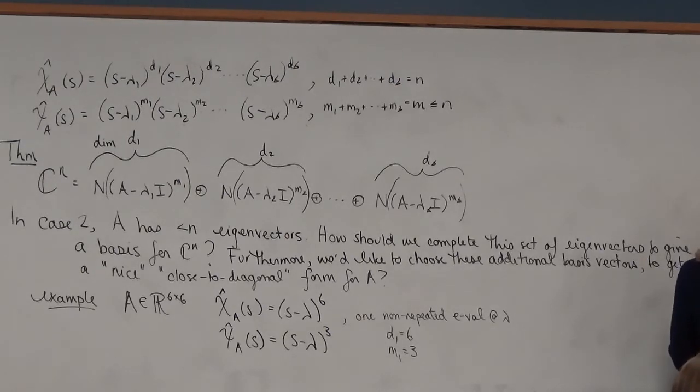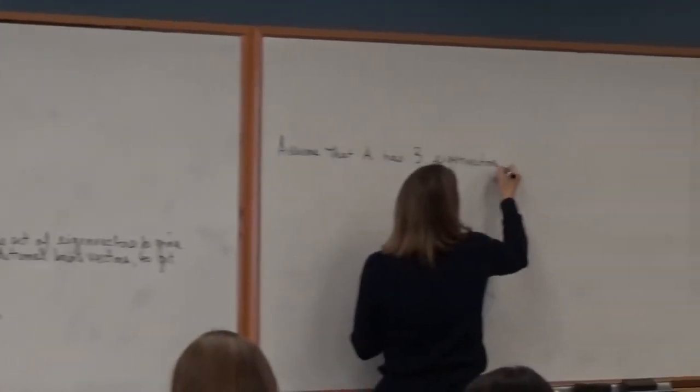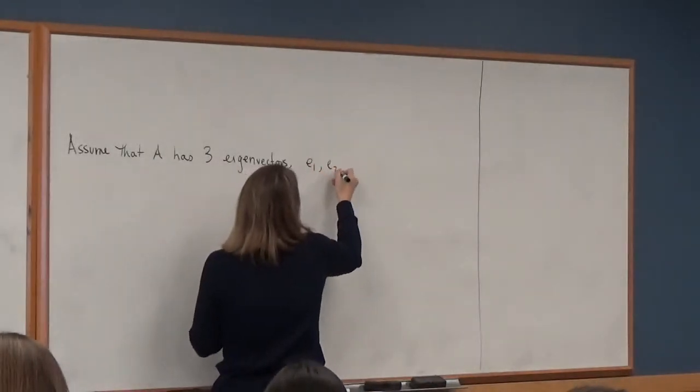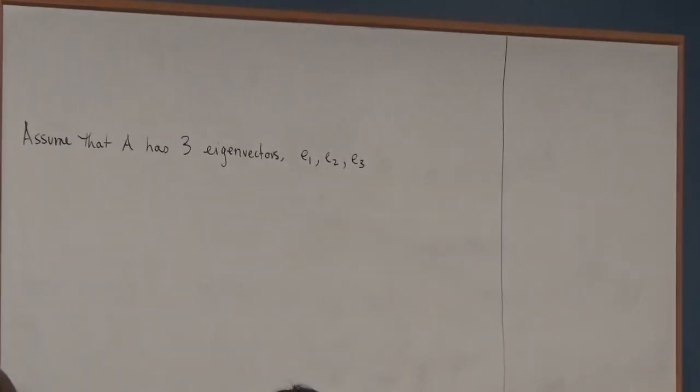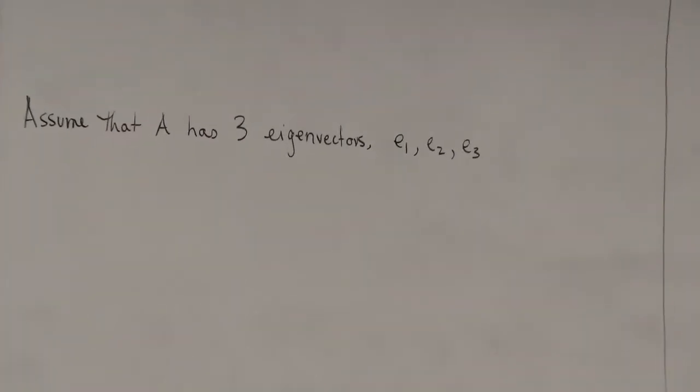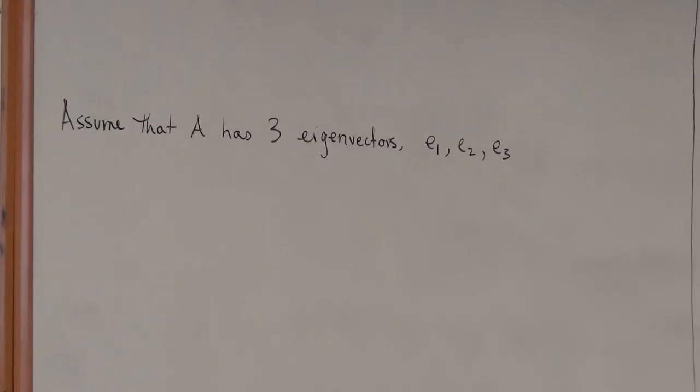So let's put a little bit more structure on this example. Assume in this example that A has 3 eigenvectors, E1, E2, and E3, associated to this eigenvalue at lambda. So we somehow have to come up with an additional 3 vectors to complete the basis of Cn. By the way, what's the dimension of Cn? What's the dimension of this as a vector space? 2n, 2n.